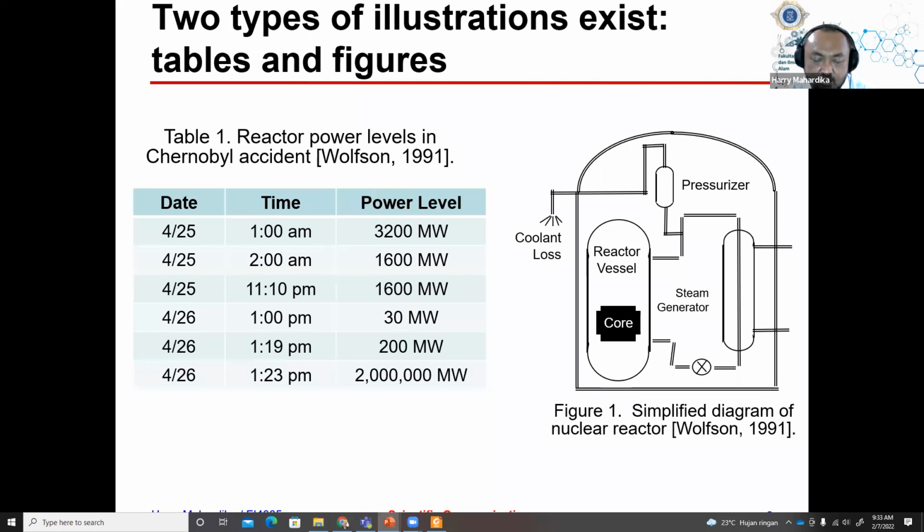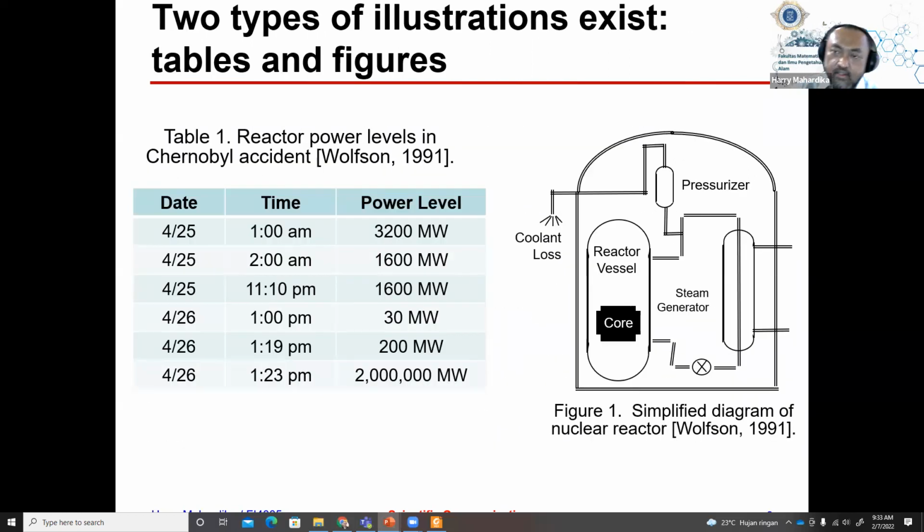At some point, until 1 p.m., the power level decreased dramatically, or drastically, from the magnitude of thousands of megawatts to 30 megawatts, and then in just less than half an hour, the power level blew up, or increased, from 30 megawatts to 2 million megawatts.